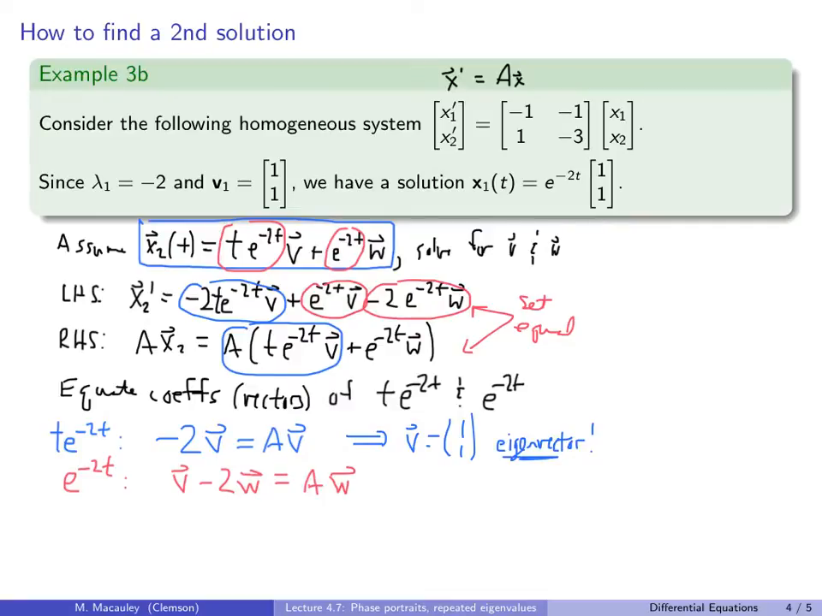And if you get something that doesn't make sense, like if this were negative 3, there would be no solution for v, because negative 3 is not an eigenvalue of this. So in that case, we have done something wrong.